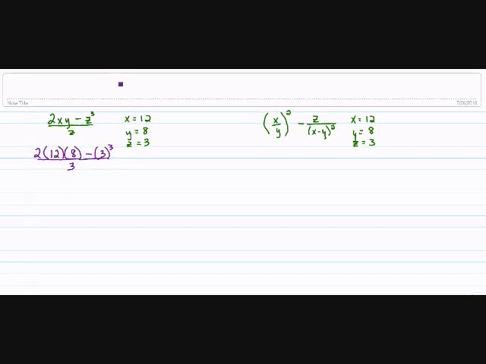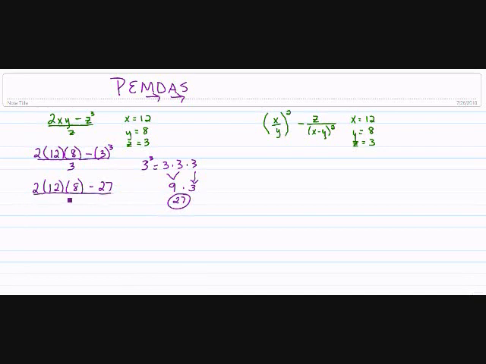And now I solve. Following my Please Excuse My Dear Aunt Sally, doing all multiplication and division left to right and all addition and subtraction left to right. I can't solve 2 times 12 times 8 yet because exponents come first. So I'm going to rewrite the problem and I'm going to solve 3 cubed. 3 cubed means 3 times 3 times 3. 3 times 3 is 9. 9 times 3 is 27, divided by 3.